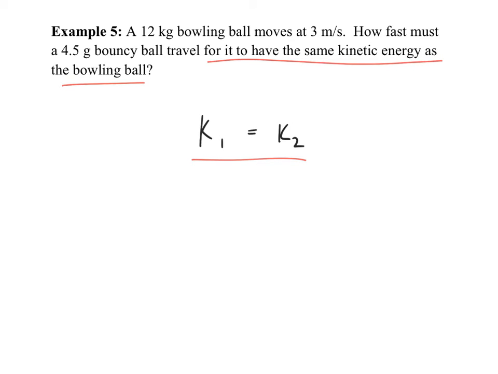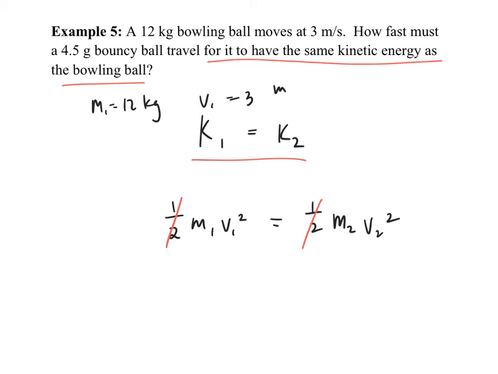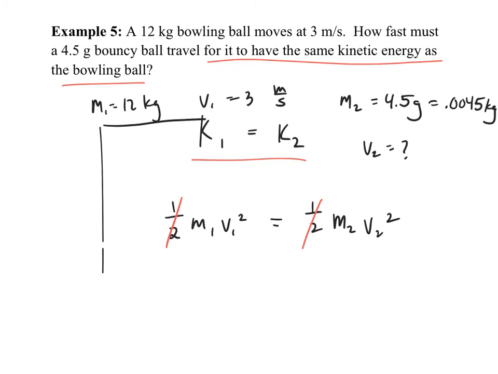Then we could go ahead and use our formula for kinetic energy. 1/2 m1 v1 squared equals 1/2 m2 v2 squared. The 1/2s are on both sides. They cancel. The mass of object 1, let's call object 1 the bowling ball. The bowling ball has a velocity of 3 meters per second. The bouncy ball's mass is 4.5 grams, which is 0.0045 kilograms. And I want to solve for V2.